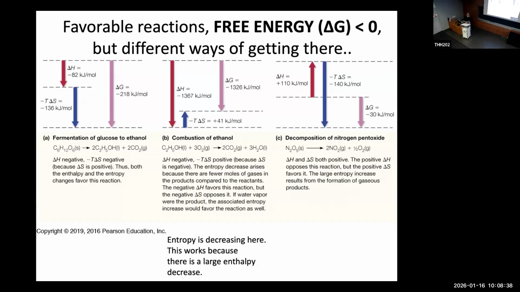The entropy is increasing. Yeah, so delta S is positive, but the negative temperature makes this very negative. So the entropy is actually increasing a lot, enough to overcome the positive delta H and still make this a spontaneous exergonic reaction.